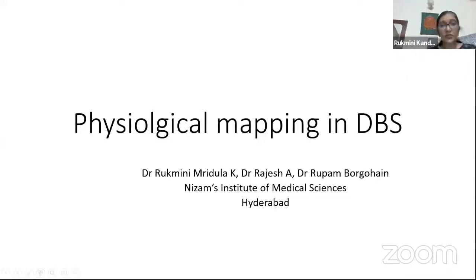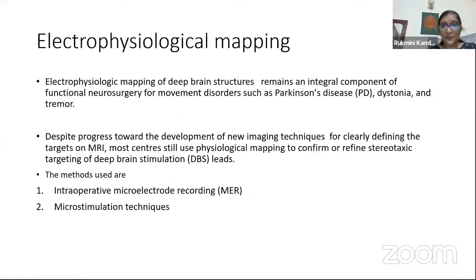So my talk is on physiological mapping in DBS. So what do we mean by physiological mapping? It's an integral component of functional neurosurgery. It started like that because at that time anatomical targeting was not really good.